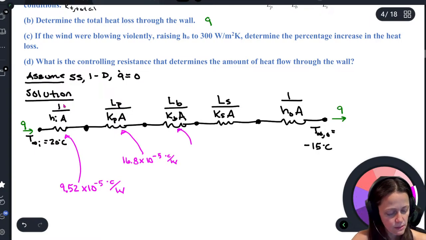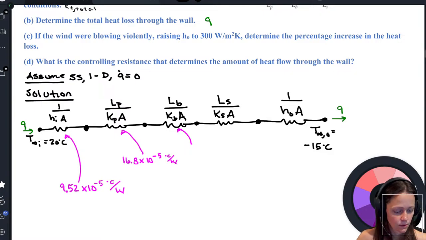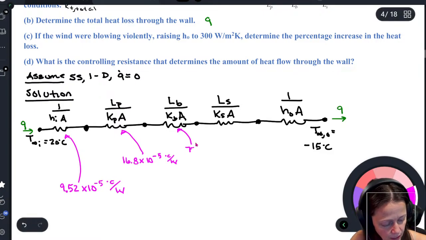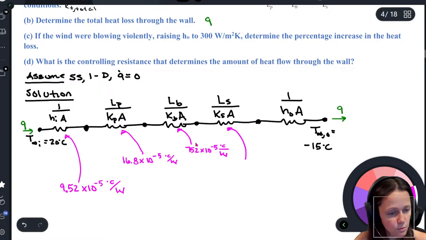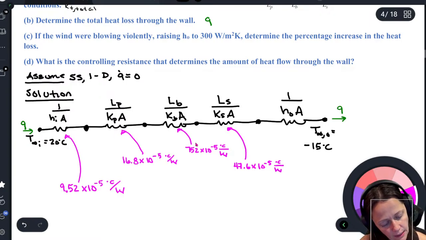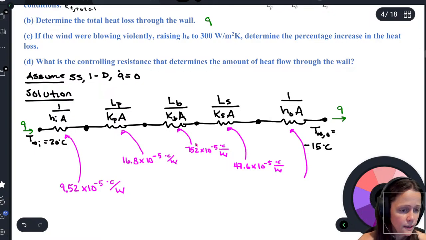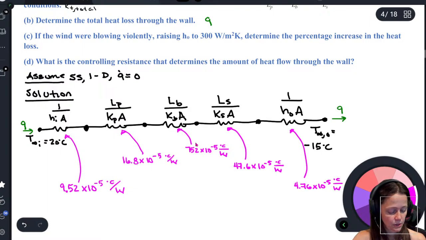This guy, so this is L_B. L_B was the fiberglass. Yeah, B is blanket. So this ends up being 752 times 10 to the negative fifth degrees Celsius per watt. Then the plywood siding, which is probably not going to have a terribly huge effect, but does have some. So this is 47.6 times 10 to the negative fifth degrees Celsius per watt. And then this guy right here is going to be 4.76 times 10 to the negative fifth degrees Celsius per watt if we plug all those in.